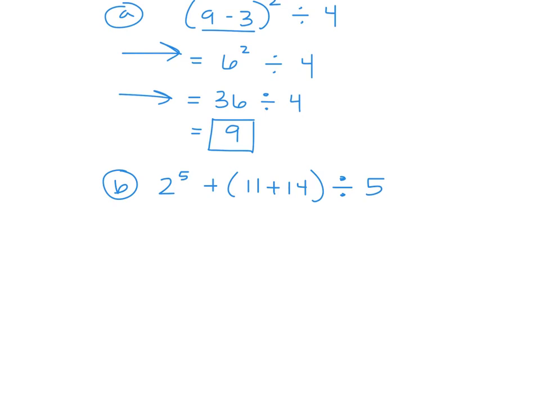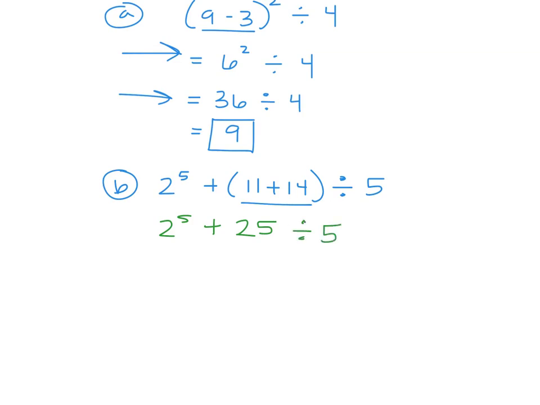What do you do first? The parentheses, right? And in parentheses right now is addition, so we're going to add these two first. So it's going to be 2 to the 5th plus, now your parentheses are going to go away, right? Because you did what's in the parentheses. So you don't need parentheses anymore.